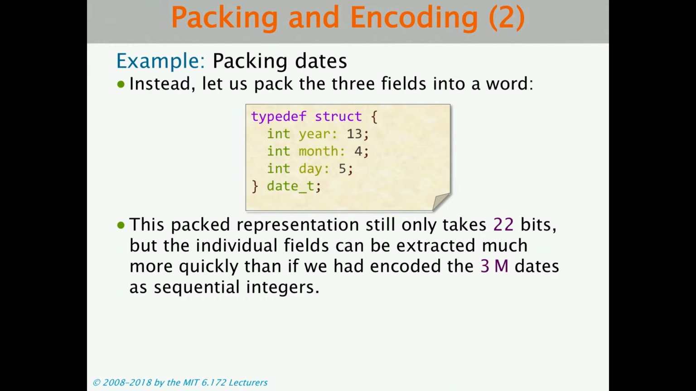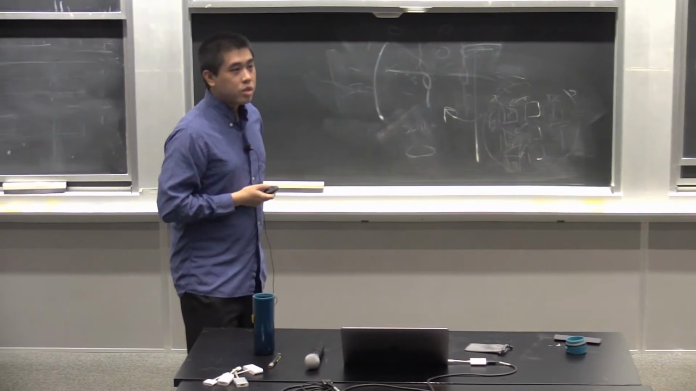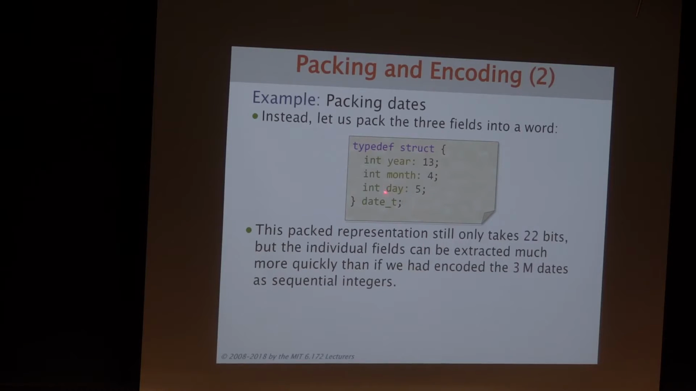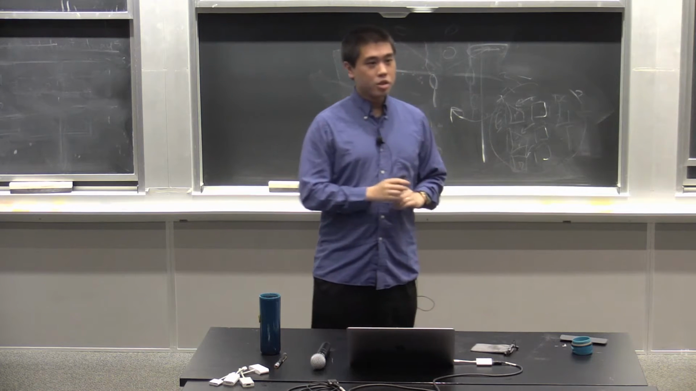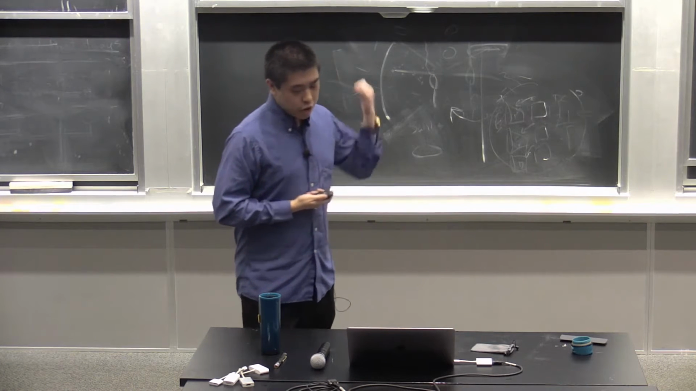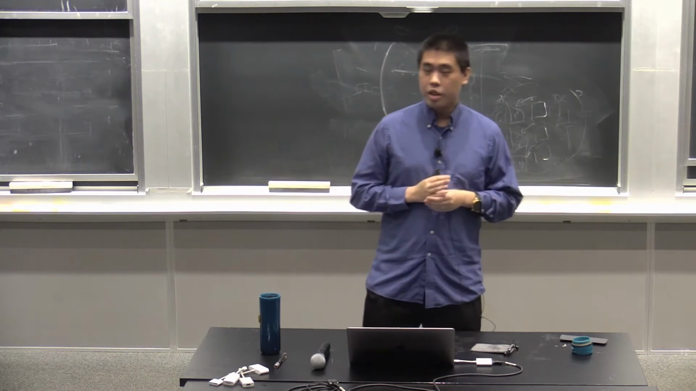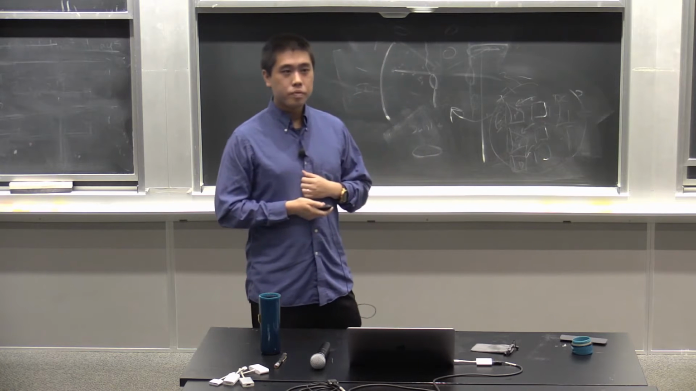Yes? Does C actually store it like that? Because I know in C++ it makes it byte aligned so that you end up taking up more space. Yeah, so this will actually pad the struct a little bit at the end. So you actually do require a little bit more than 22 bits. That's a good question. But this representation is much easier to access than if you just had encoded the integers as sequential integers.